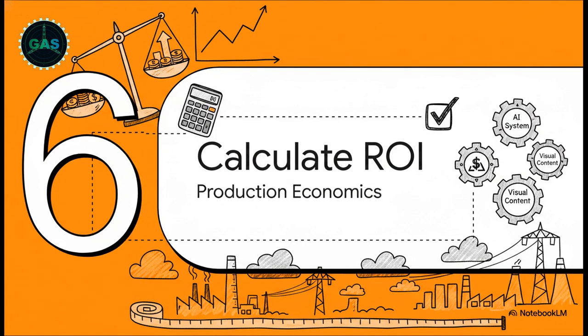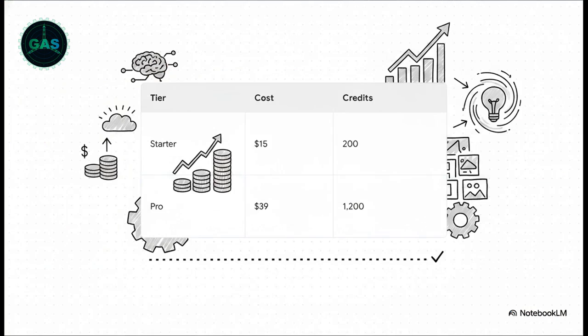Let's wrap things up with Section 6, calculating the ROI, the economics of production. It's essential to break down the transparent financial reality of operating a generation system like this so you can accurately measure its value against traditional production costs. Let's look at baseline platform pricing, using the Higgs-Field connection as an objective example. On an annual basis, a starter tier runs about $15 a month, which yields 200 generation credits. Moving up to the Pro tier costs around $39 a month, and that gives you 1,200 credits. This provides a very clear, predictable view of baseline operating expenses for your underlying infrastructure.